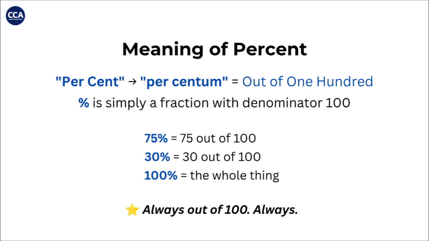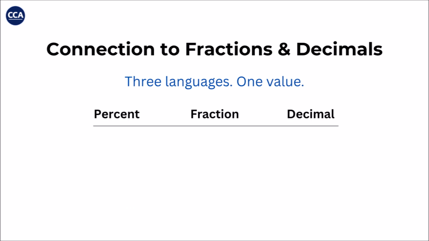If you watch the Fractions and Decimals series on this channel, you already have the tools to understand percentages completely. A percentage is simply another way of writing a fraction or a decimal. 75% is the same as 75 over 100, which simplifies to 3 over 4, which equals 0.75. All three, 75%, 3/4, and 0.75, express the same value. They are three different languages, saying the same thing.